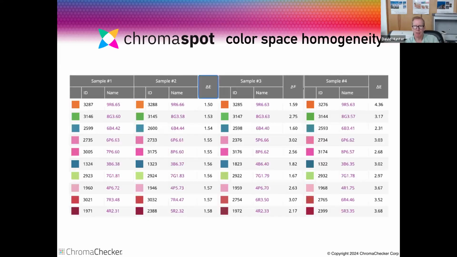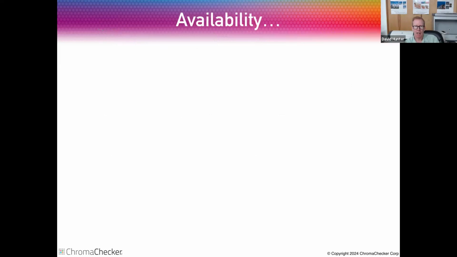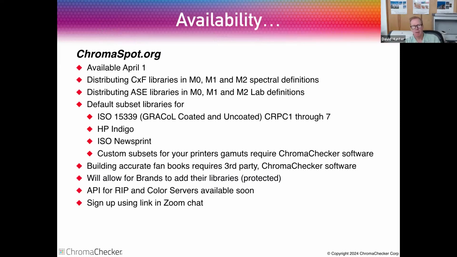So here's a slide about availability. We're looking at April 1st, so less than 2 weeks away. As I mentioned, we'll be distributing the CXF and the ASEs for the different M conditions. So people can use the ASE in the Adobe Creative Suite, and they can use the CXF in virtually any RIP. We'll have default subset libraries. You'll have the ability to build your own accurate fan book, but for that, you're going to need a third-party software program such as ChromaChecker to build your fan book.